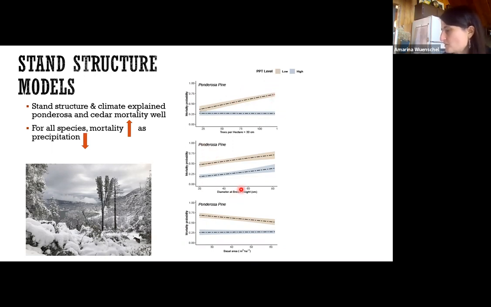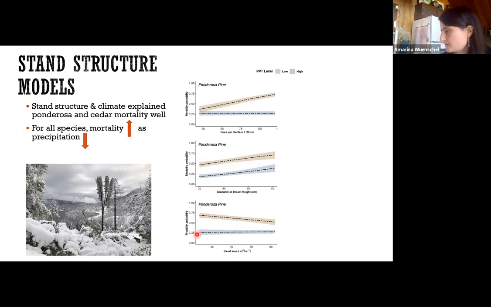This next graph, I'm showing diameter at breast height. So that's basically just tree size. The larger the tree in general, the higher the mortality rates. And that is, I guess, similar to what I just told you when we were looking at this top graph. We know that the beetle prefer the larger trees, and this supports that.